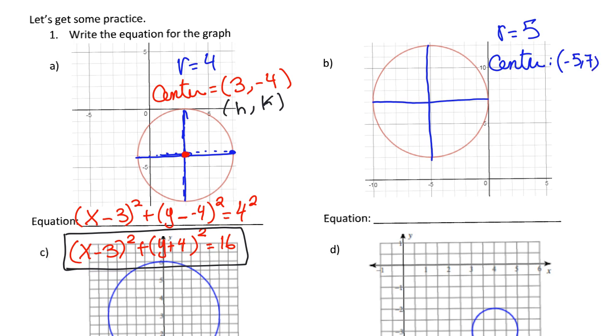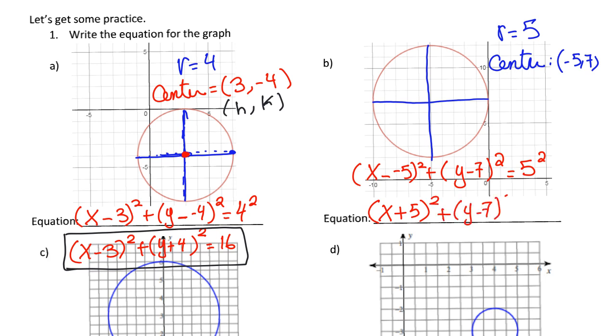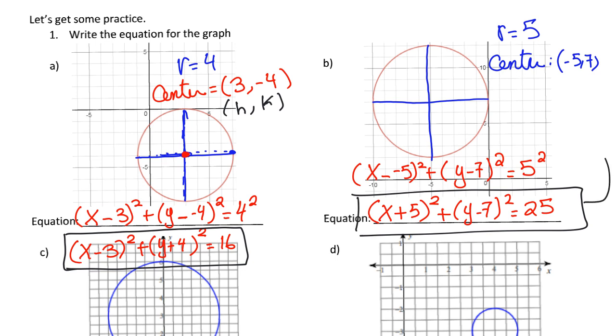So I'll write it down as x minus -5 squared plus y minus 7 squared equal to r squared, which is 5 squared. Now I'm ready to clean up all of my different pieces. So you will have x plus 5 squared plus y minus 7 squared equal to 25. And that concludes this question. So here's my equation for this graph on the top.